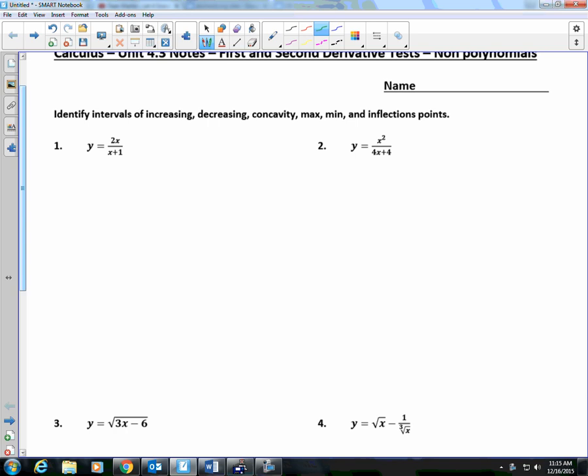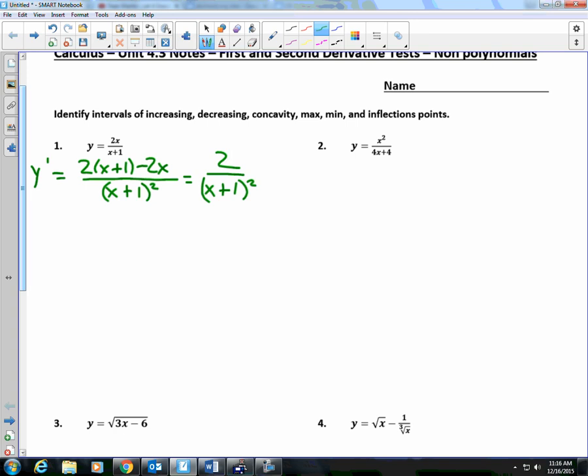I can't write as small as you, so I'm going to invade the space for problem number 2 as well. We are going to take y prime. How do I do y prime? Quotient rule. Thank you. Derivative of the top times x plus 1 minus 2x times derivative of the bottom, over x plus 1 quantity squared. Very good. So if I combine these, I get a 2x minus a 2x, which is 0. I get a 2 on the top and an x plus 1 quantity squared on the bottom.